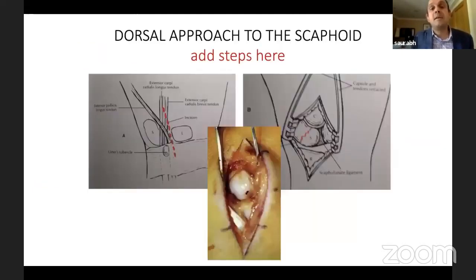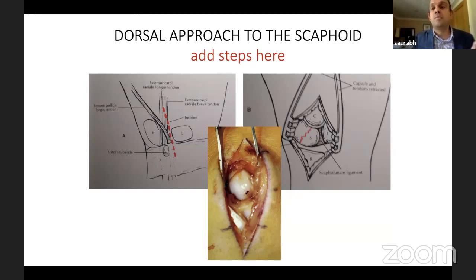Okay, then let's come to the dorsal approach. So I will look for proximal pole fractures. Now like distal radius, which we were talking about last Sunday, the workhorse for a hand surgeon is the dorsal approach. With the volar approach, you do very few things. One, you deal with a waist scaphoid. Two, a straightforward volar plating. Most of the work to the wrist is through the dorsal approach.